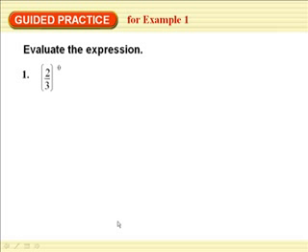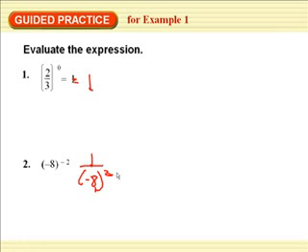Okay, so let's evaluate it. First off, anything to the 0 power is 1. That's easy. This one, we need to make it positive, so we'll move it down, negative 8 to the second, leave a 1 up there. So it's 1 over negative 8 times negative 8, which is 64.